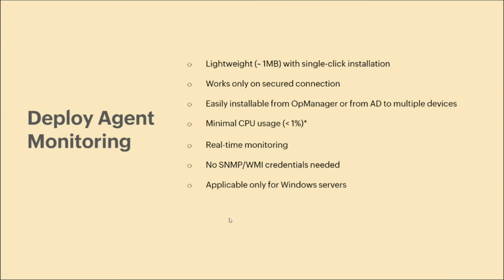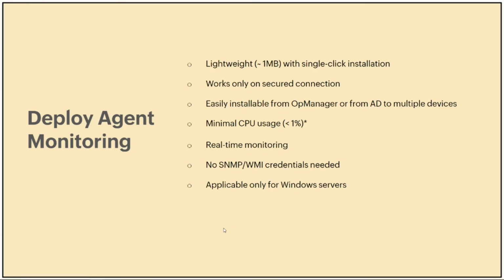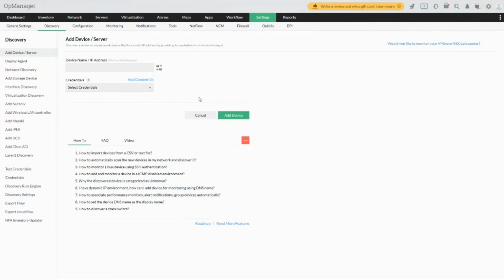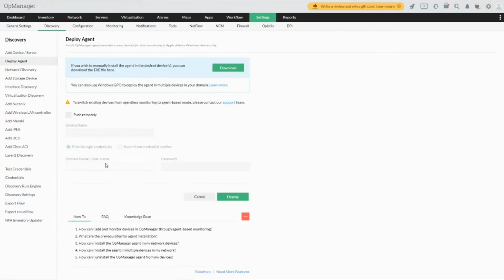So now let's go to the application and see the various options and deployment methods when we talk about agent-based installations. As we have discussed, you can directly download the agent from the OpManager and install it on the respective devices, or you can push them in bulk or remotely from the product. All you have to do is put in the device name and provide a domain admin credential so that we can push the exe from here, install it on the respective device and start monitoring it.